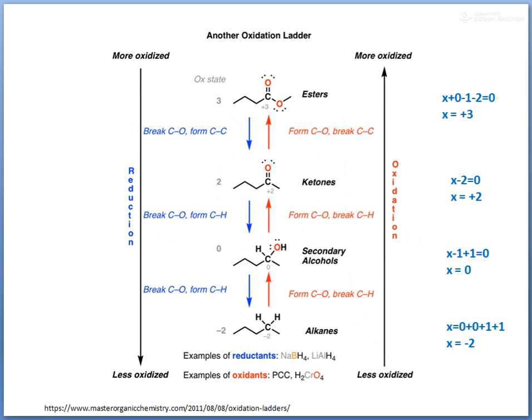This is another oxidation ladder. It shows the oxidation and reduction of the ketones. The oxidation of ketones will give ester, and the reduction of ketones will give secondary alcohols and subsequently alkanes.